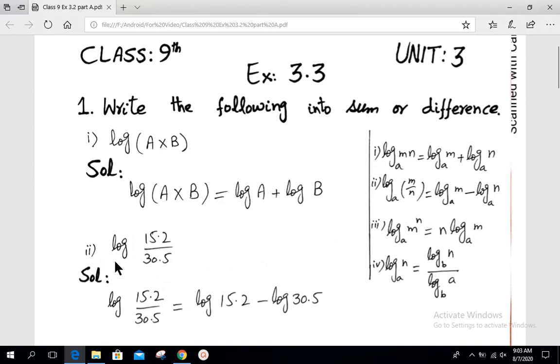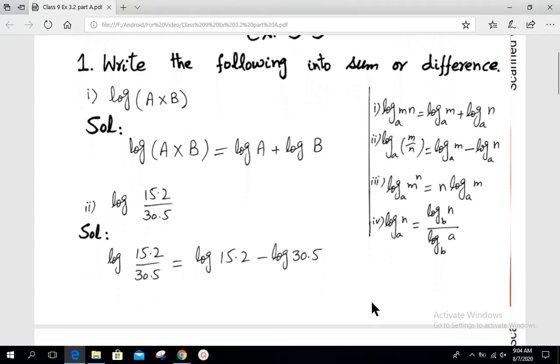Second part, log 15.2 over 30.5 is equal to log of numerator minus log of denominator, that is log of 15.2 minus log of 30.5. Again, it is according to second law of logarithm. Log of m over n base a can be written as log m base a minus log n base a. Hope these are very easy and clear.